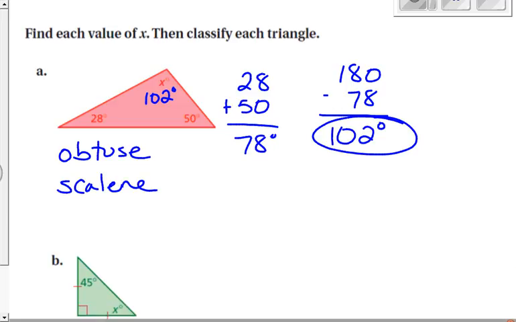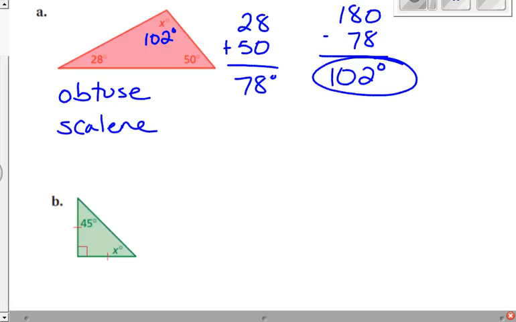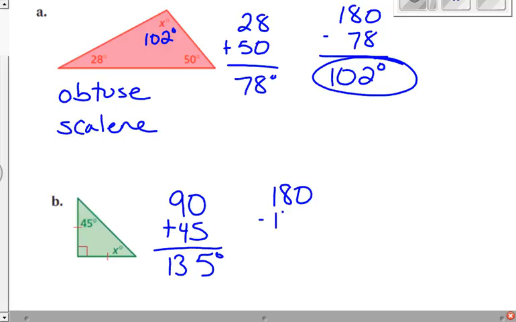The next example says we have 45, x, and then the right angle. So we know a right angle equals 90 degrees. So the first step is to add 90 plus 45, and we get 135 degrees. And now we're going to subtract 180 minus 135, which will give us 45 degrees. So x equals 45 degrees.